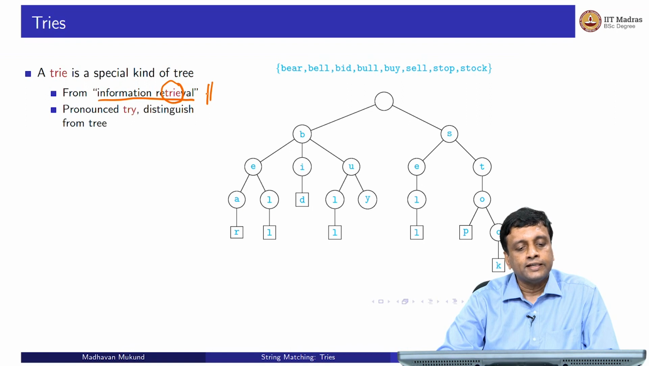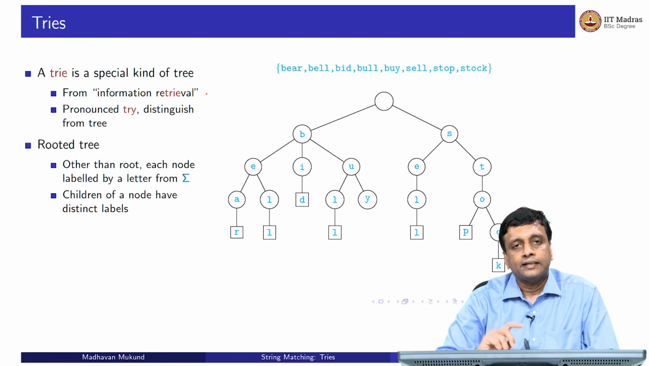It's a special kind of tree, as we said. So basically it has a root. So it is like our search trees and heaps and other trees that we have seen. And at every node other than the root, we have a letter from our alphabet sigma. Now one of the properties is that if we look at any node in the tree and we look at the labels of its children, remember that each node is labeled by a letter from sigma. These labels are all going to be different. So you will not have two children with the same label. So that is the property of a trie.